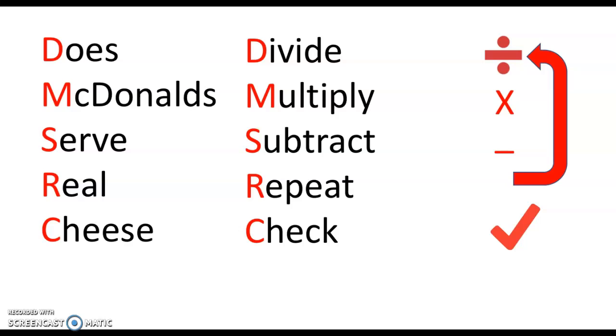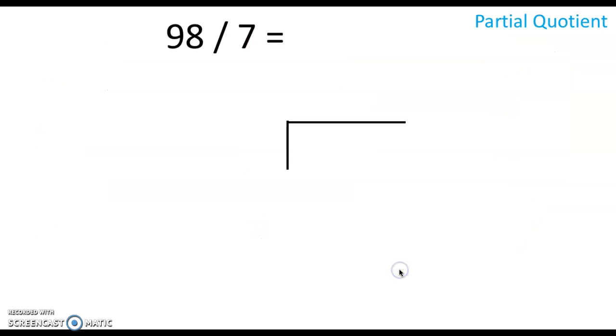our divisor. This is the way that I like to write it on the side of my paper so that I can go through the steps and be able to make sure I'm on the right step or which step I do next. So I just think, does divide, McDonald's serve real cheese? And then I can write those steps out on the side of my paper. So let's try that with some problems.